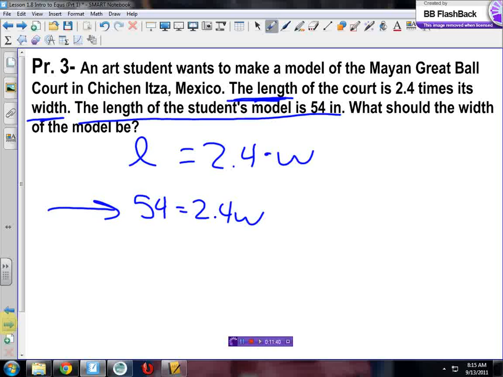So Karina, what's our next step going to be? Divide by 2.4. W is equal to, what's 54 divided by 2.4? I don't know. It equals 22.5. All right, so that should be the width. Good.